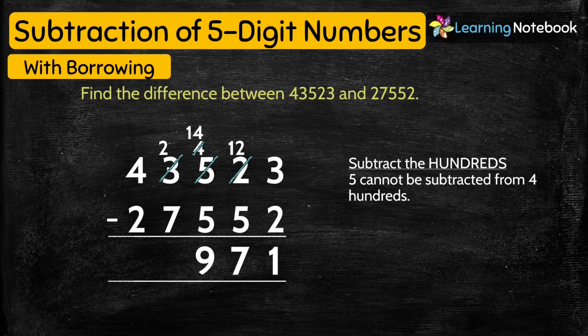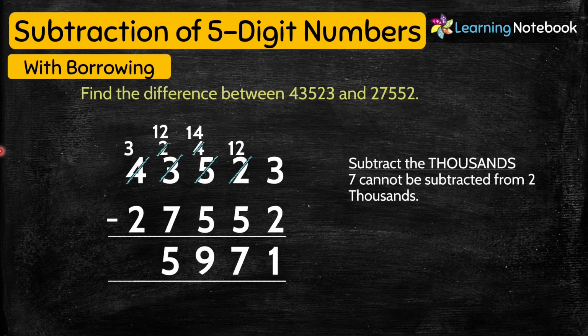Now let's subtract the digits at thousands place. But 2 is weaker than 7. So 2 will borrow from 10,000s place. So 4 becomes 3 and 2 becomes 12. And 12 minus 7 equals 5.